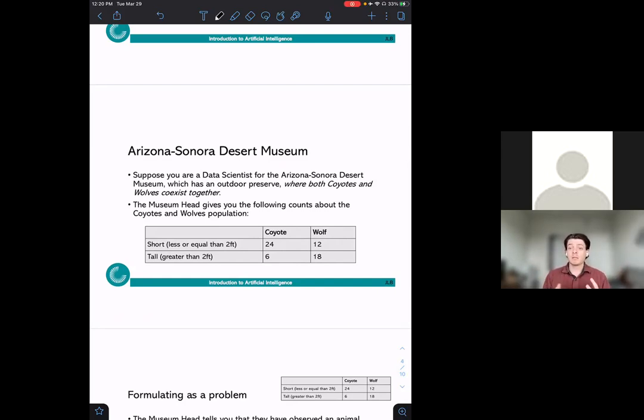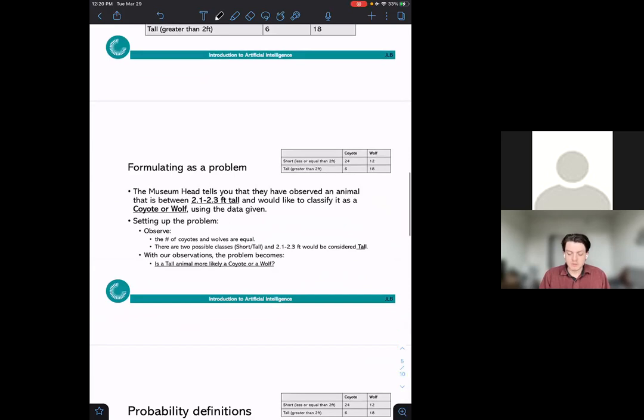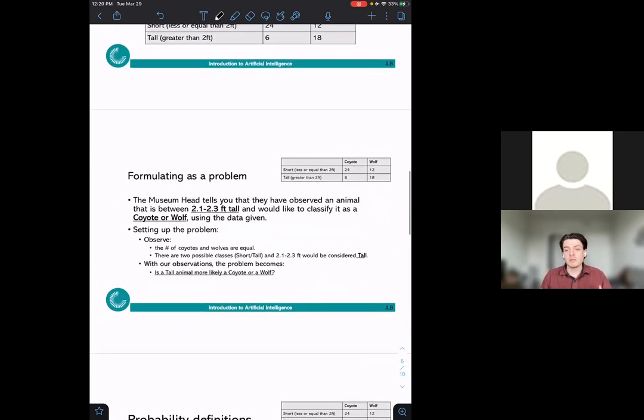The museum head gives you the following counts of the populations. For coyotes that are short, meaning less than 2 feet tall, there are 24 of them, and there are 6 that are tall. Whereas for wolves, you can see there are 12 short ones and 18 tall ones. And so what we're going to be asking is: if we see an animal that's around 2 feet tall, taking this data set into account, what is more likely? Is it a wolf or is it a coyote?